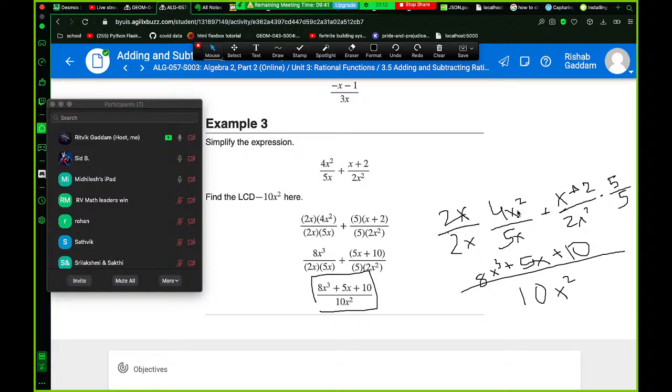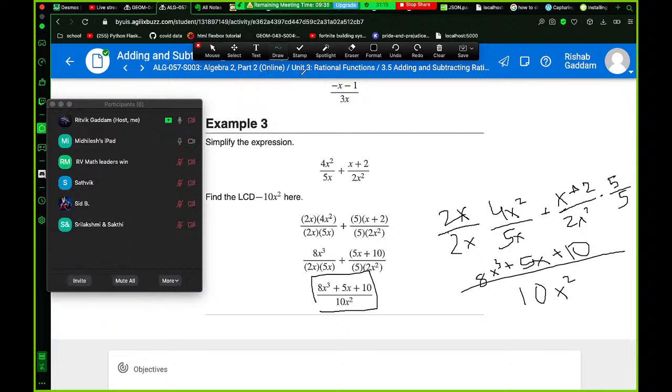Okay. So, middle-ish, let's take a normal fraction as an example. Imagine they're adding two fractions. We have 5 over 12 plus 7 over 8.